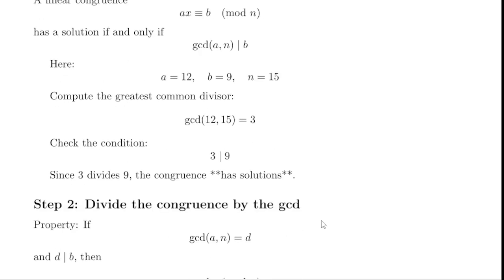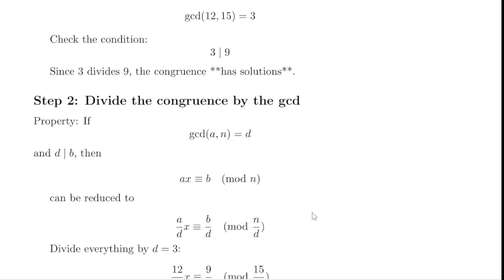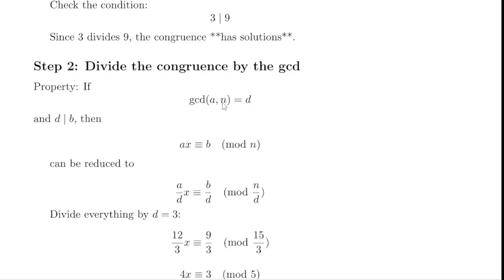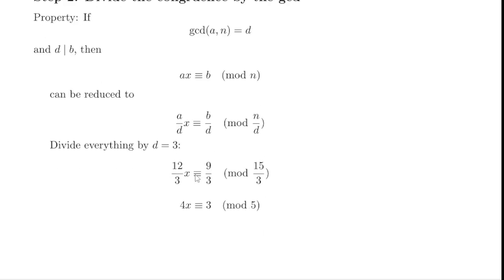The next step is to divide by the GCD. So if the GCD of a and n is d, and d divides b, then we can divide everything by d. For us, the GCD of 12 and 15 is 3, and 9 is divisible by 3, so therefore we can just divide these three numbers by 3. And so we can solve a much simpler linear congruence, which is 4x congruent to 3 mod 5.